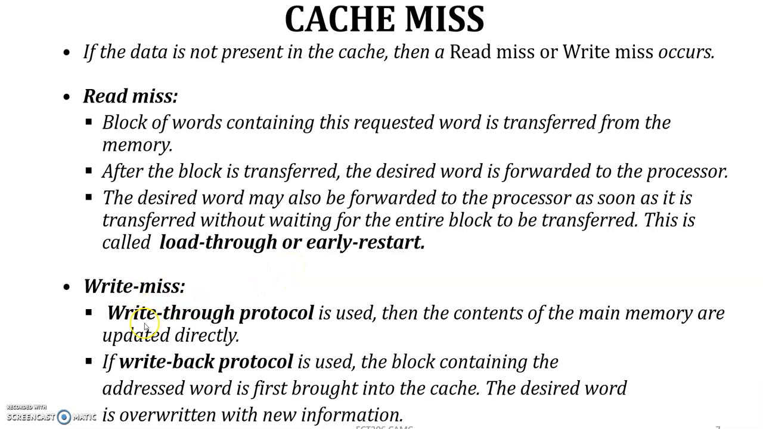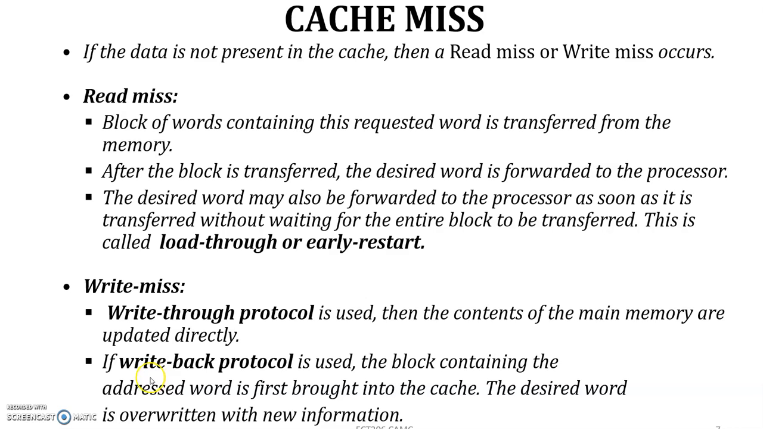And write miss. If the write through protocol is used, then the content of the main memory is updated directly. When we have to write some data and the cache doesn't have that particular block, the block is in the main memory, so the content of the main memory is updated directly. That is write through protocol.